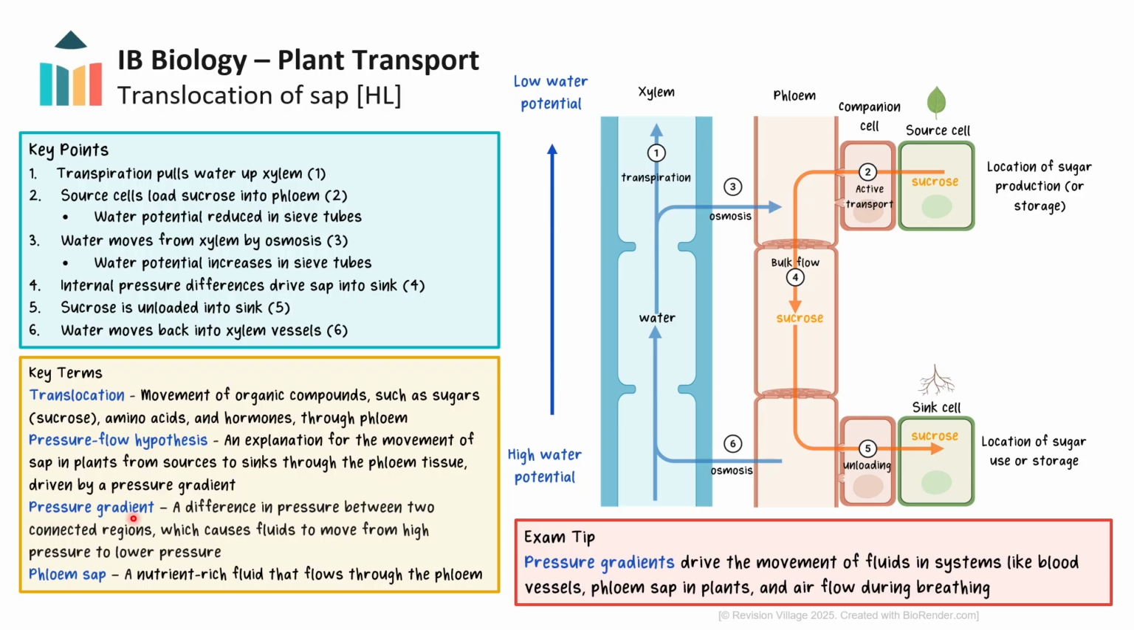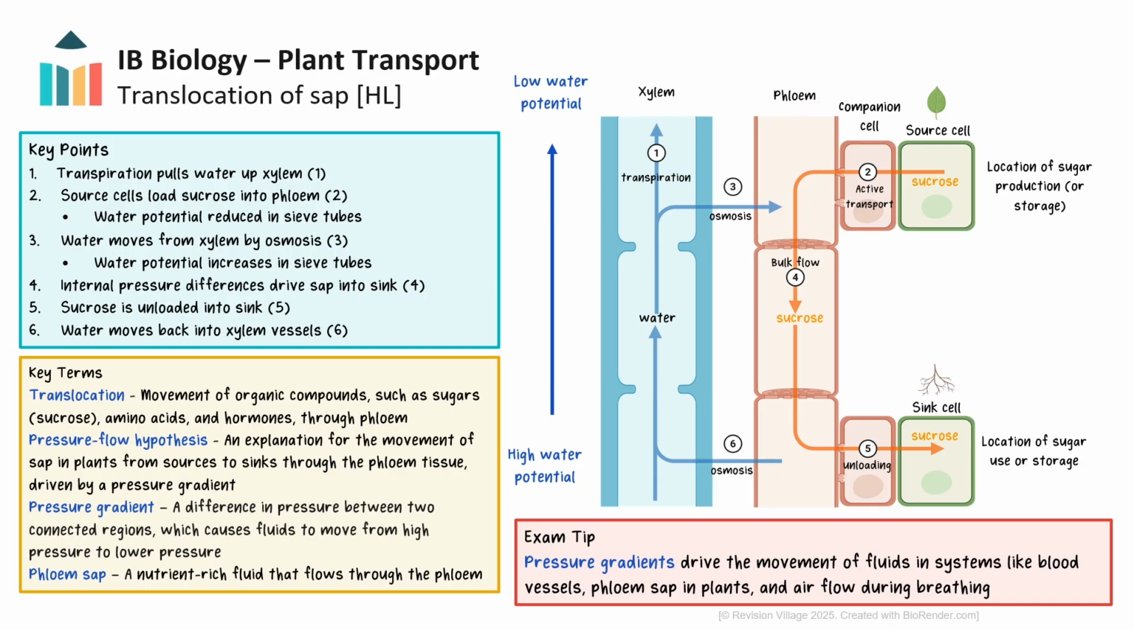A pressure gradient is defined as a difference in pressure between two connected regions, such as the source and the sink, which causes fluids to move from high pressure to low pressure. An example will be explained here, whereby sugars produced in the leaves from photosynthesis are transported to a sink such as the roots for storage. The process of translocation requires transpiration to create negative pressure, active transport, passive transport, and, as mentioned earlier, a pressure gradient. Let's look at the process using the numbers shown in this image of vascular tissue, xylem and phloem.